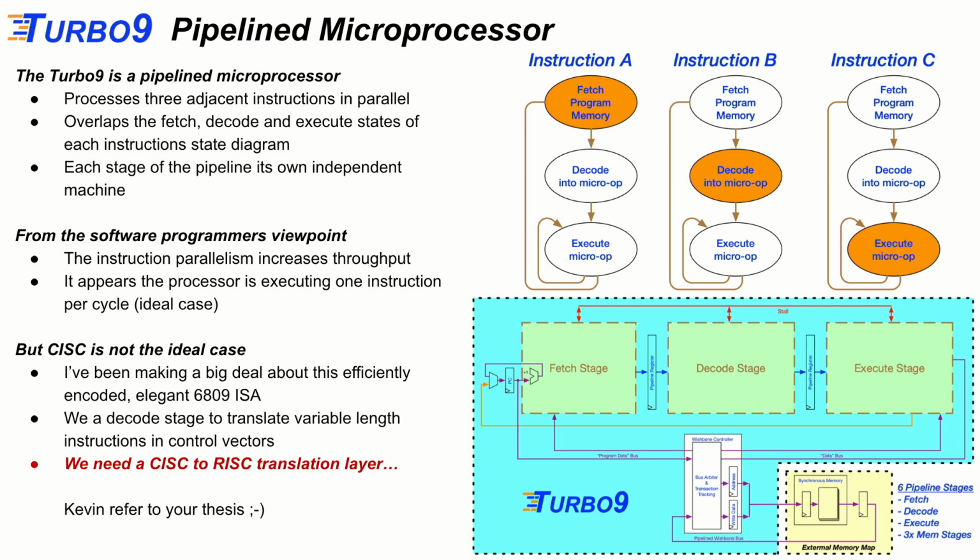So the Turbo9 is a pipeline processor. It processes 3 adjacent instructions in parallel. And what it's doing is basically overlapping the fetch, decode, and execute. So if you've got instruction A, instruction B, instruction C, they're all getting executed at the same time within the same clock cycle.